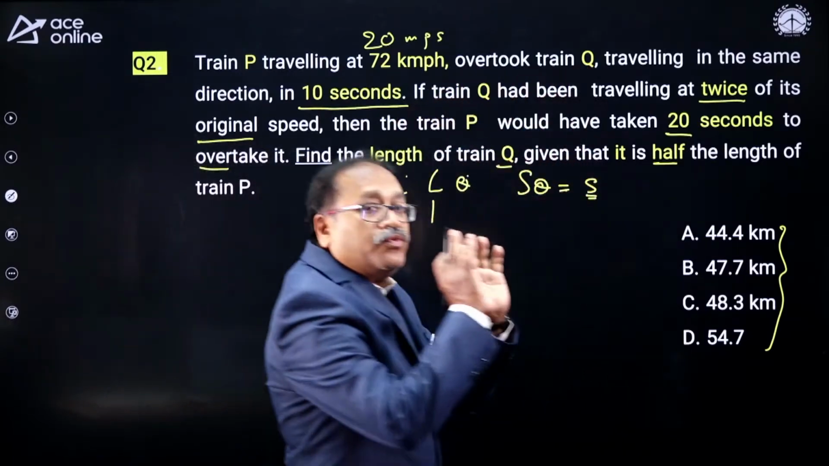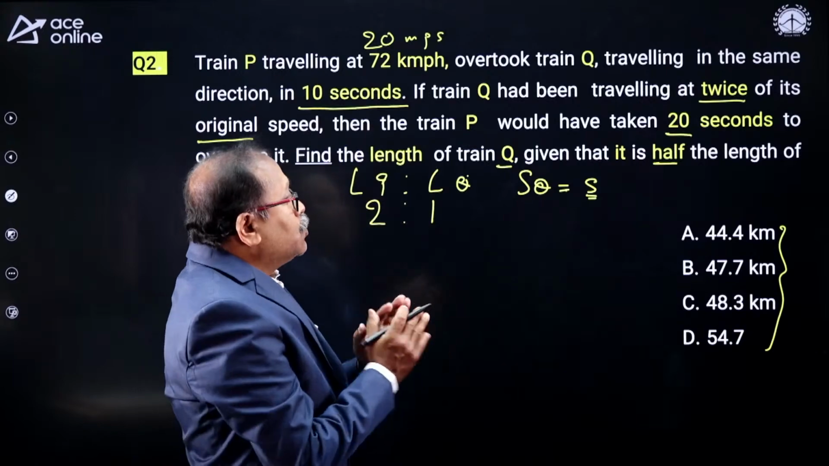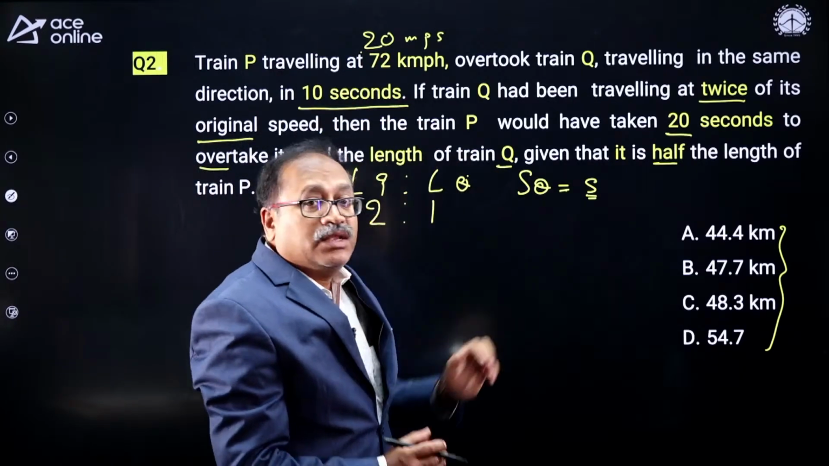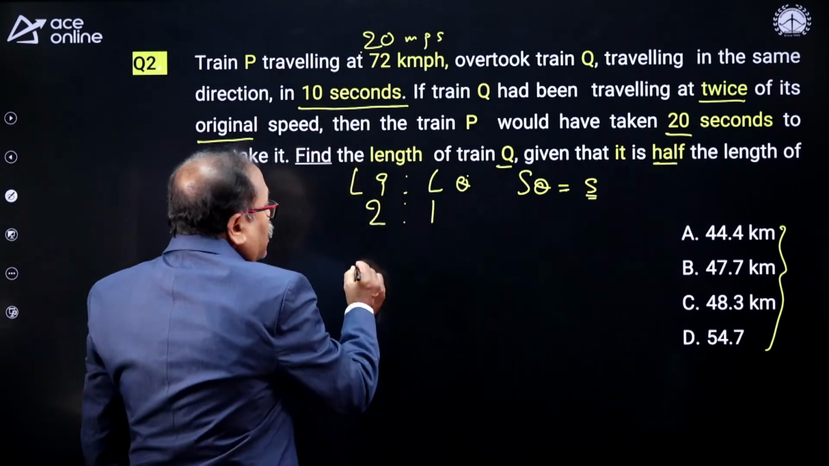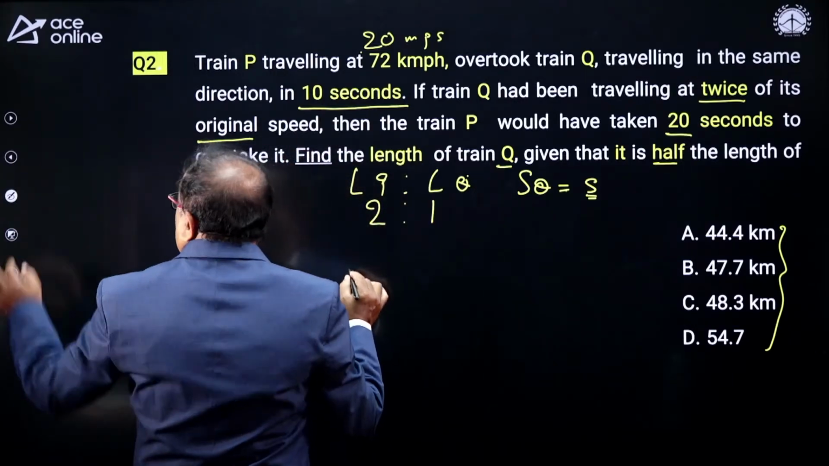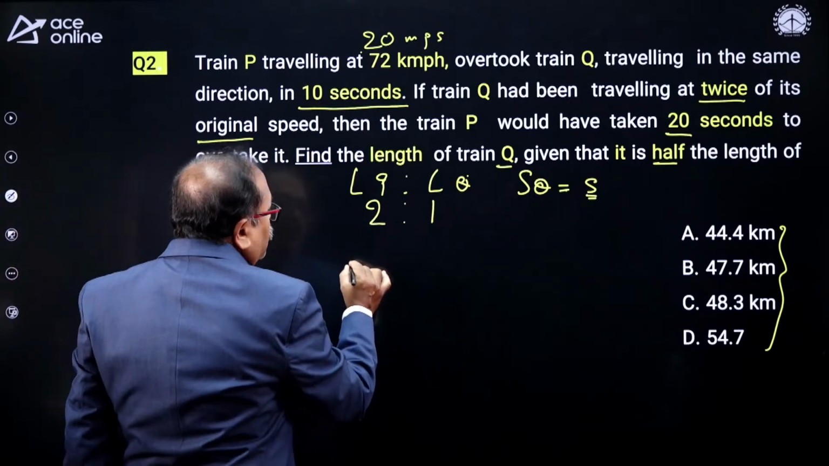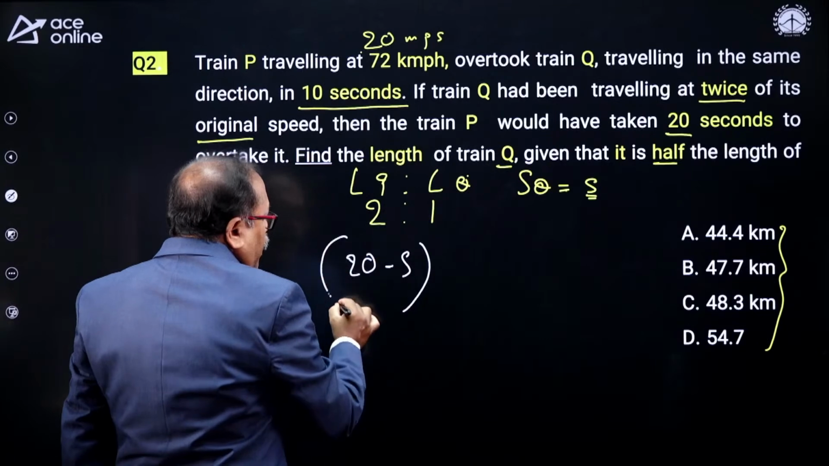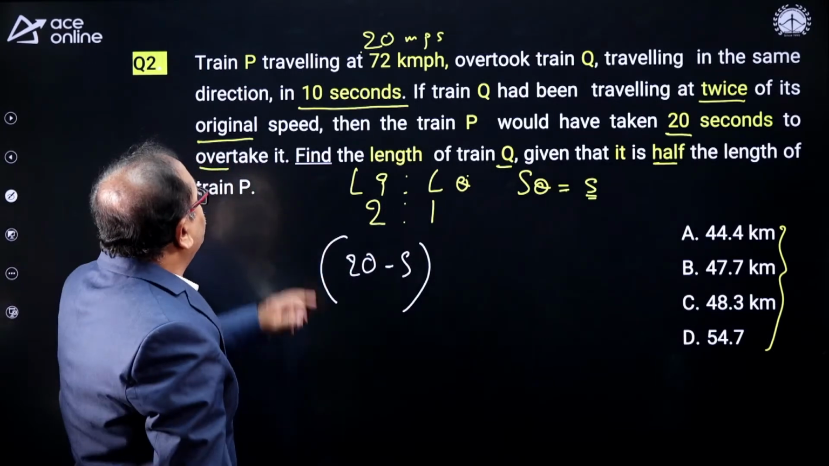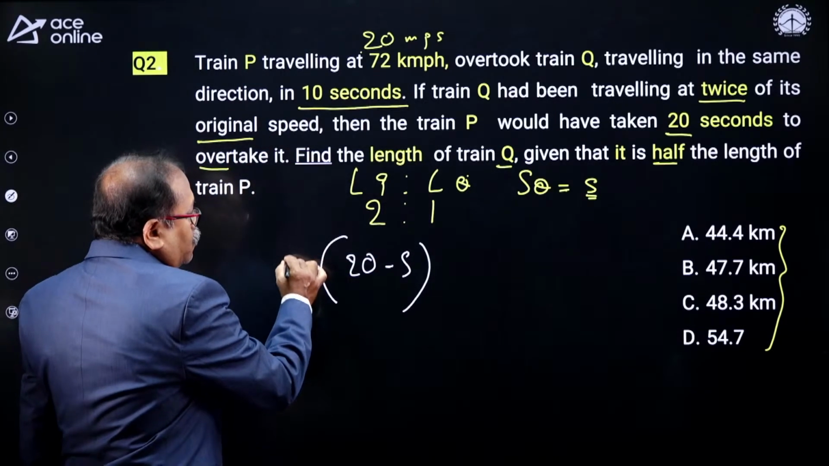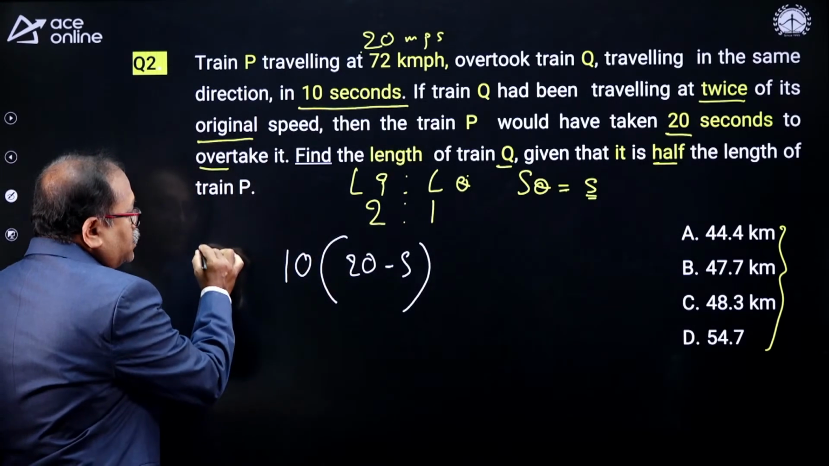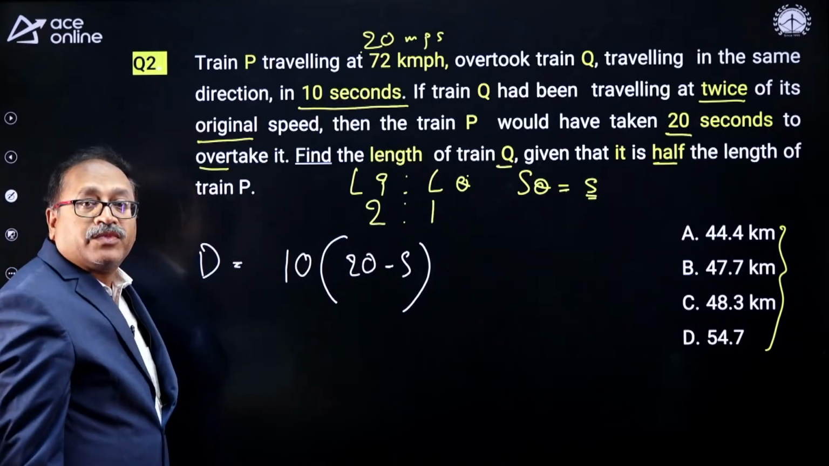Overtake means they are moving in the same direction. So what will be the relative speed? The relative speed will be 20 minus S. So the distance is equal to this relative speed, 20 minus S, and how much time does it take to overtake? It takes 10 seconds to overtake. So into 10, that's what the distance is.